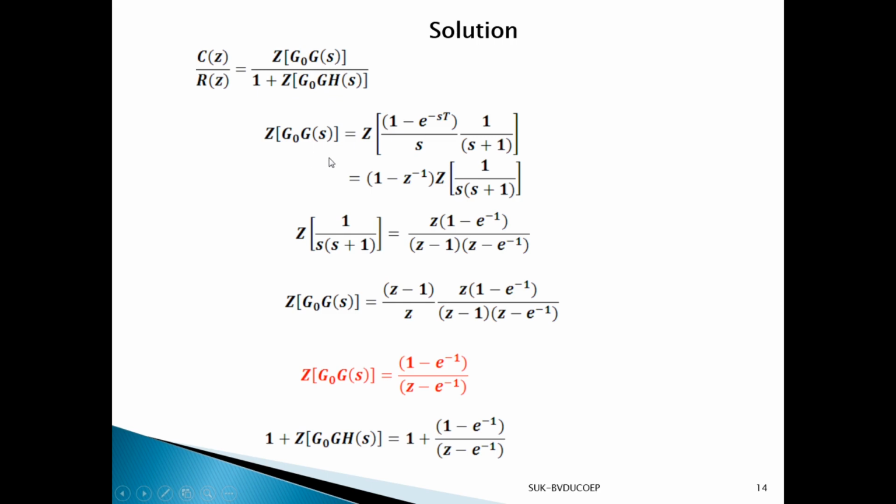Okay. So we try to write down this G0 as 1 minus e raised to minus sT by s, the ZOH, and G is 1 upon s plus 1. So you multiply this and find the Z transform. So 1 minus e raised to sT, e raised to sT is Z. Remember, e raised to sT is Z. So 1 minus Z raised to minus 1, and this I am taking together with 1 upon s plus 1. And I am taking the Z transform of this.